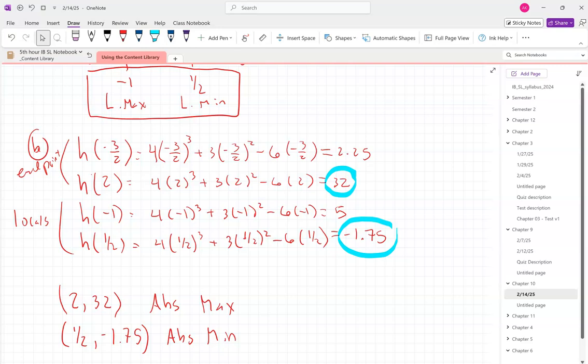Is everybody okay with that? Does it matter if both your answers come out of the local? It does not. Both your answers could be the endpoints, both could be the locals, or you could have one of each. There's no way to tell, short of looking at the graph beforehand, which is kind of cheating.